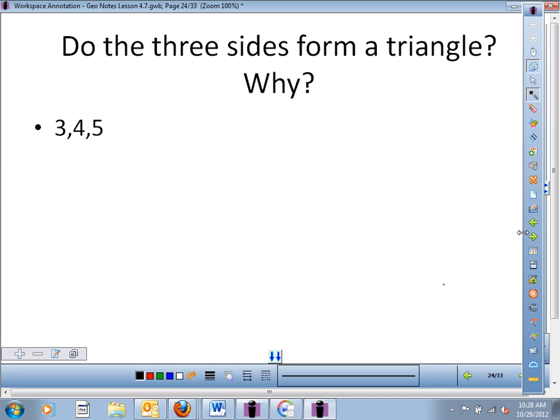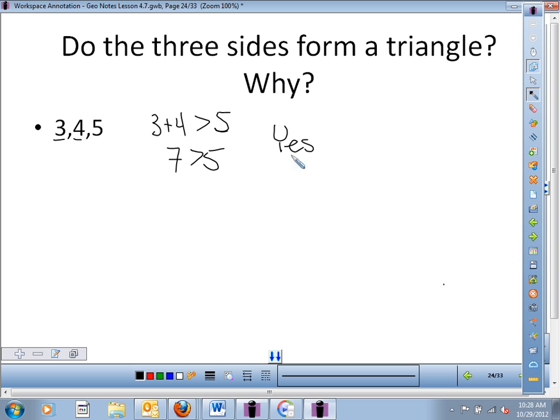Now let's look, do the three sides form a triangle? Now this one should be obvious. Okay, we've seen this one, and this is one I told you, hey, remember this one. Do the three sides form a triangle? Well, let's double check. Take my two shortest sides, 3 and 4. 3 plus 4, is that greater than 5? Well, 7, is that greater than 5? Yes, it is. So can we form a triangle? Yes, okay. This is what we're doing this class.